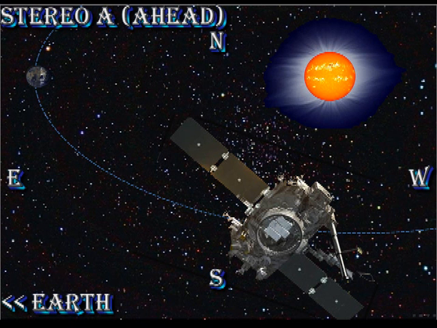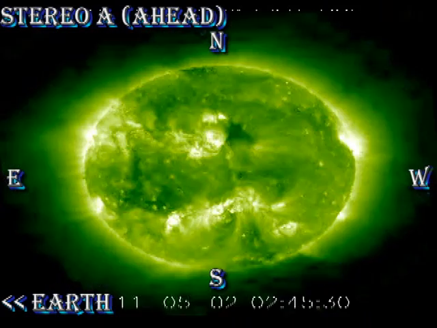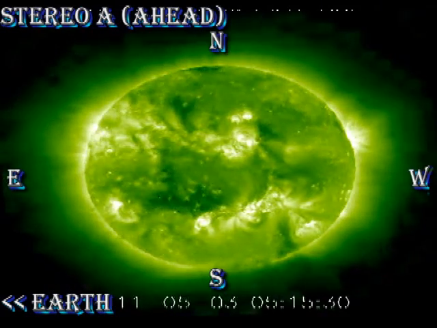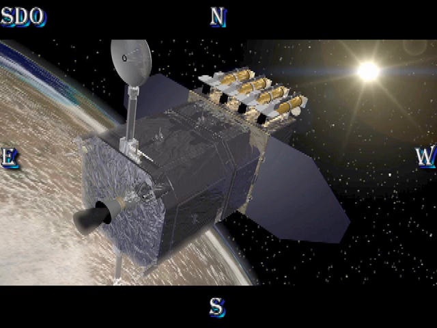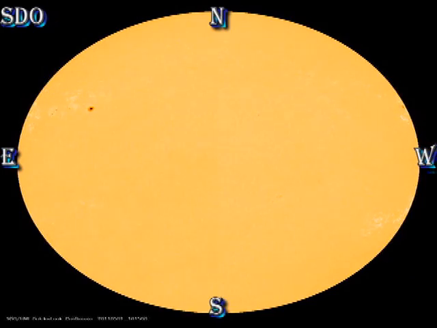Turning now to STEREO A to see what has happened to the regions that recently rotated off the disk, I don't see a lot of activity there. The region that shows the most activity is the region that is on the west limb from STEREO A's point of view, which means that it is a region on the far side of the Sun, directly opposite to where the Earth is. Next we turn to the Solar Dynamics Observatory to see what is going on in the hemisphere of the Sun that is pointing towards the Earth.